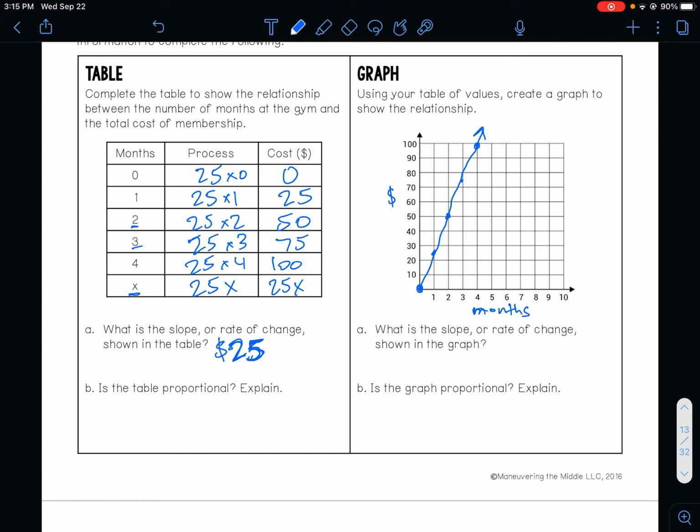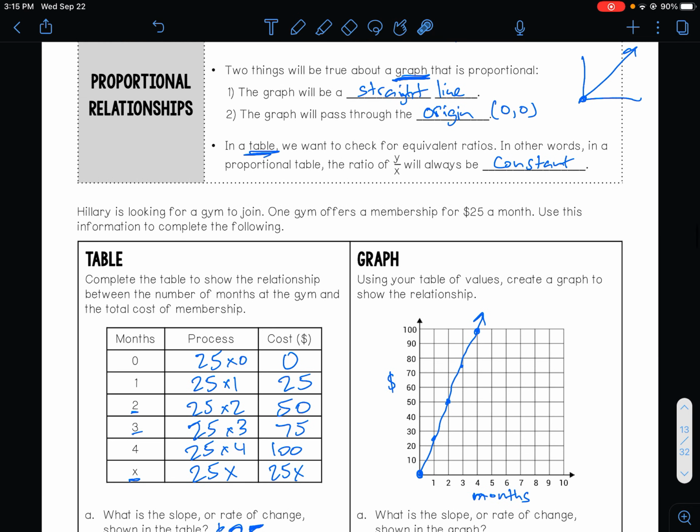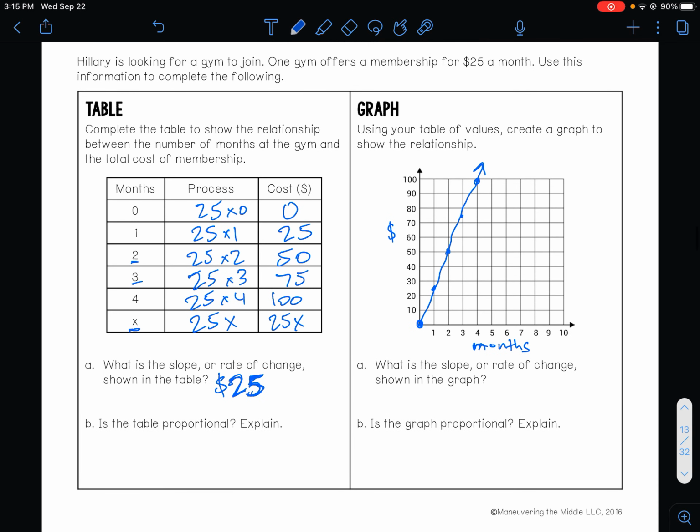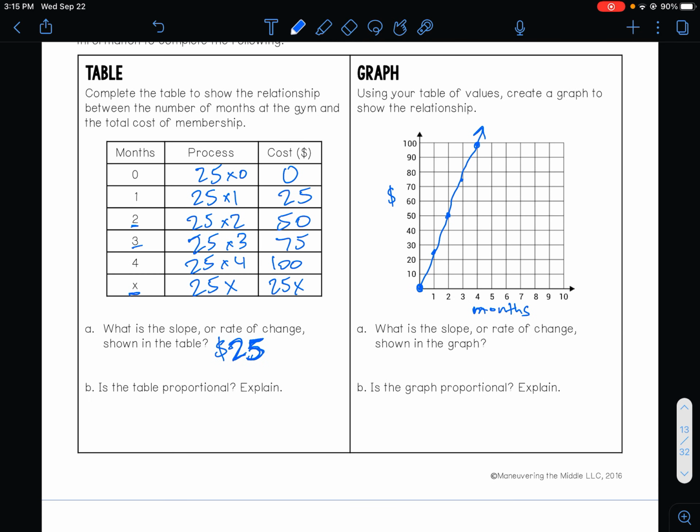So we do have a straight line. And does it pass through our origin, which is kind of the two things we need? We need a straight line. Does it pass through the origin? It does. So it is a proportional relationship.